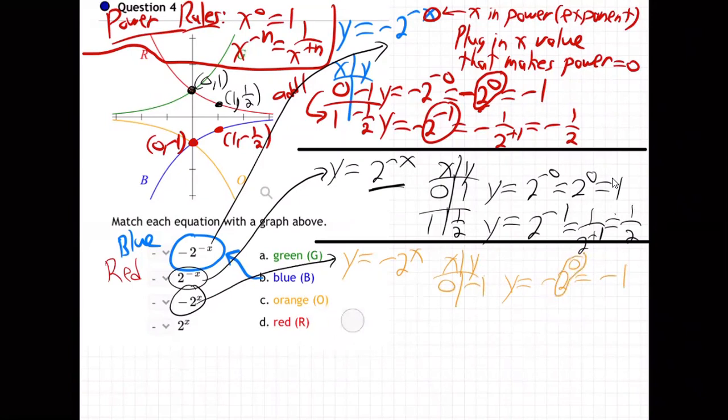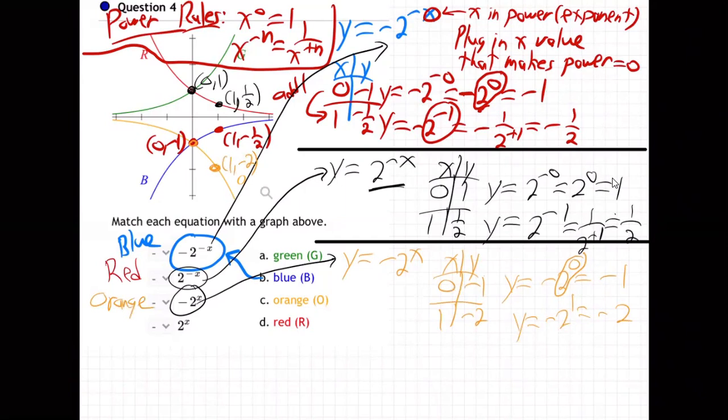And then plug in 1. So we get y equals minus 2 to the 1. That's just minus 2, right? 1 power doesn't do anything. Just minus 2. Which point is over 0 down 1? It's right here. And over 1 down 2, it's right here, isn't it? That's the orange graph.